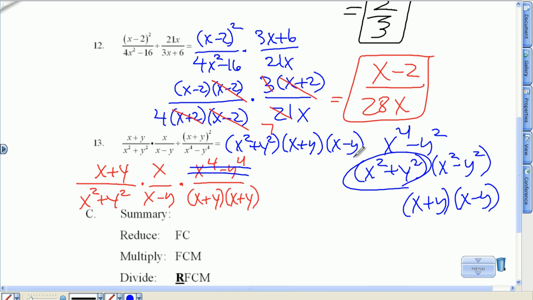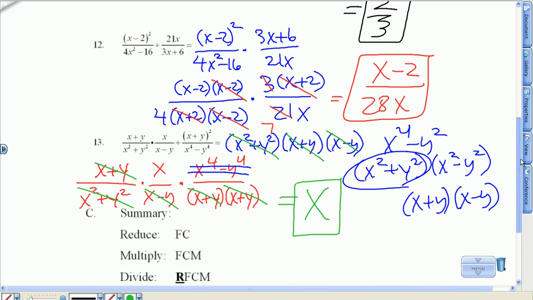Another factoring completely problem. Let's get the green going here, as this is our last question. So the x squared plus y squareds cancel out. I can cancel an x plus y out of the top and bottom, an x minus y out of the top and bottom, and an x plus y out of the top and bottom. Is there anything even left? Almost everything canceled out. The only thing left is an x on top. X is the answer.